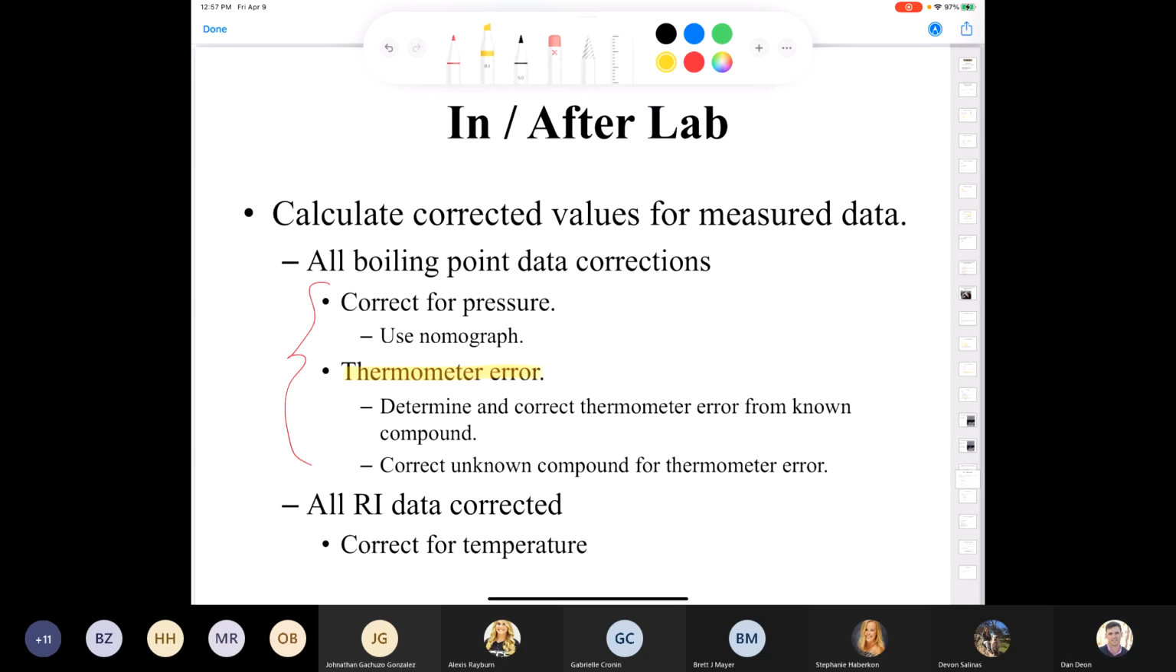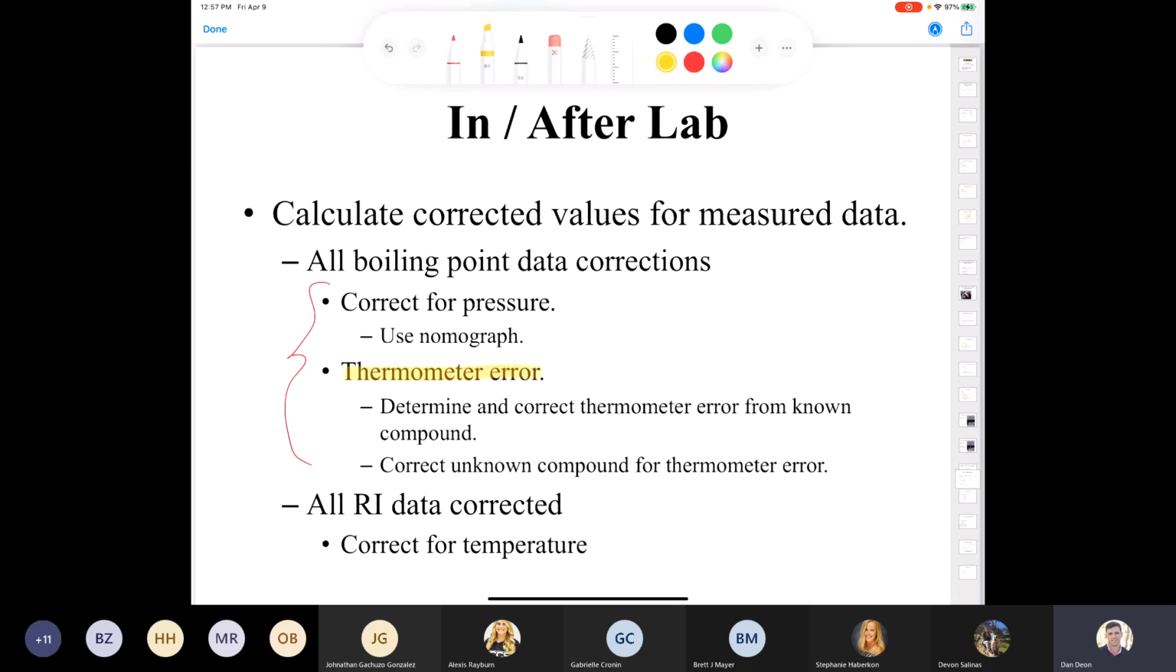So the amount of error, and depending on whether it's measuring the boiling point too high or too low, or the temperature too high or too low, is going to vary between thermometers. So everybody will probably end up with a slightly different thermometer error. It could happen that two students would have the same thermometer error, but I would say it's unlikely.